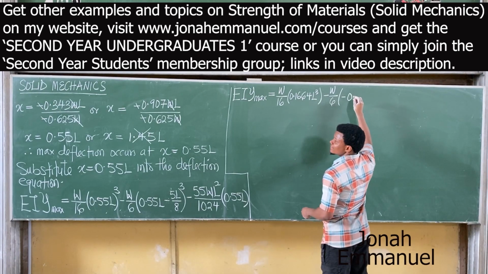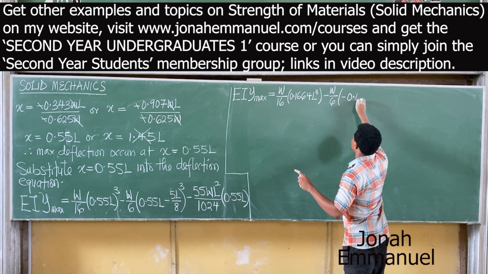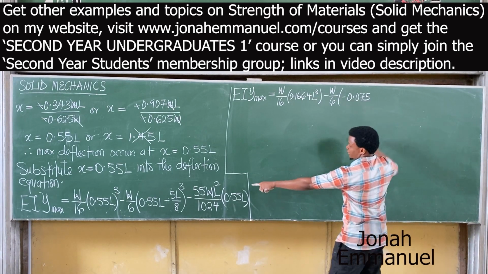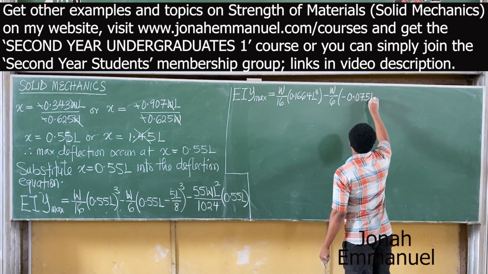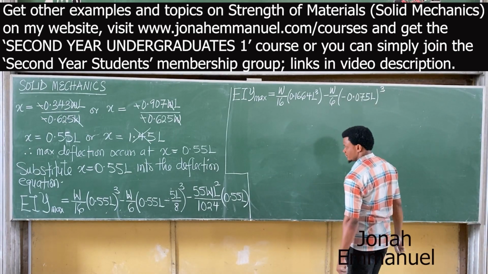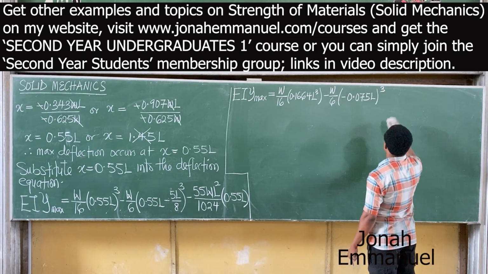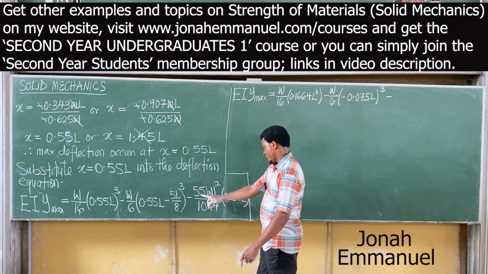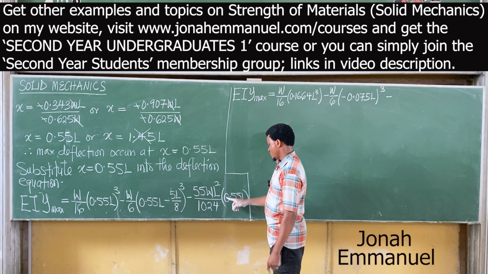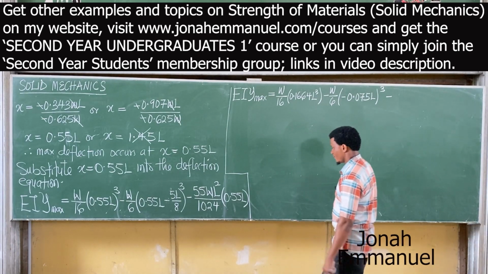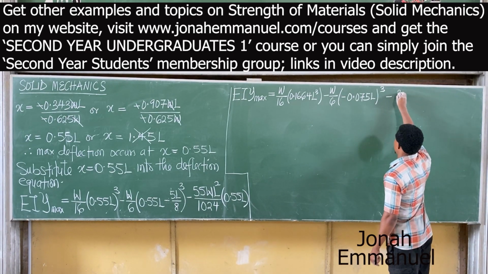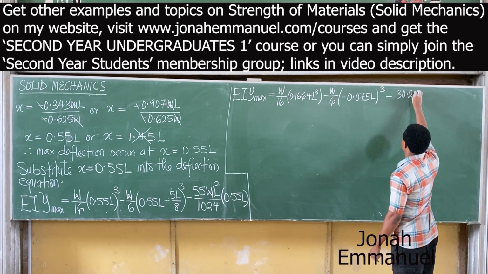Minus 0.075. This. Then what again there? L all cube, into minus, give me 55 times 0.55. What do you have? 55 times 0.55. What do you have? 30.25.